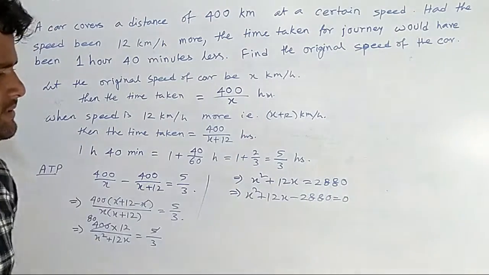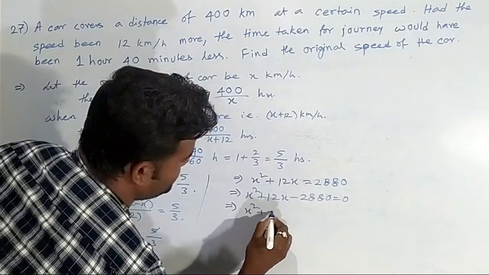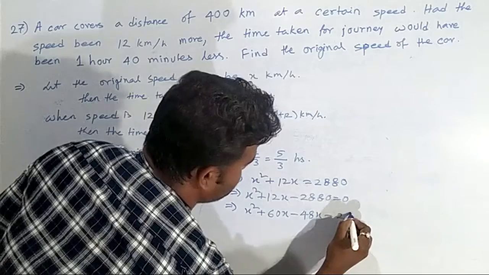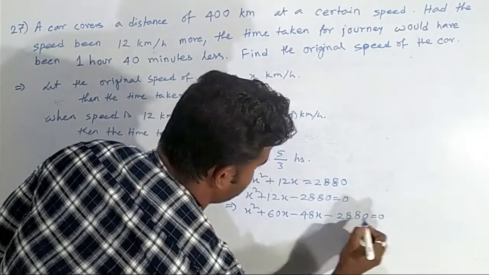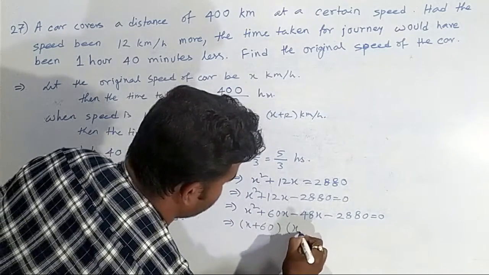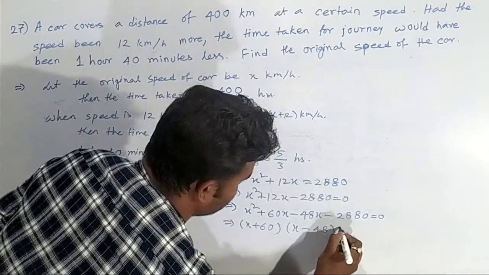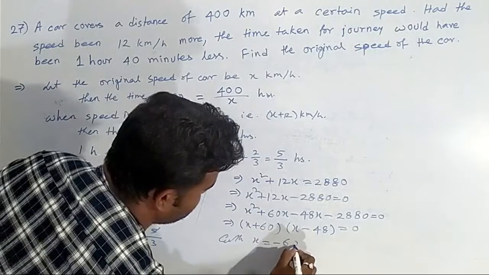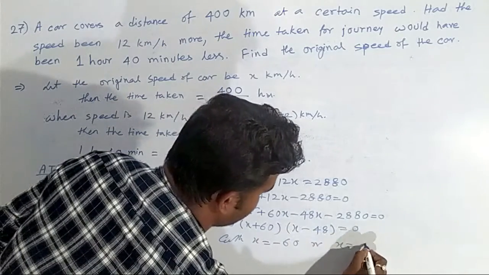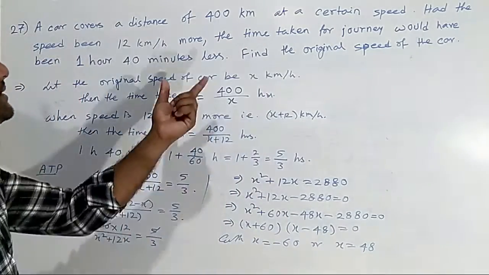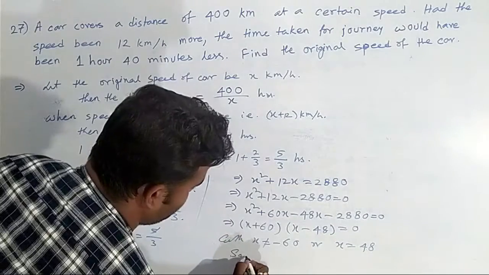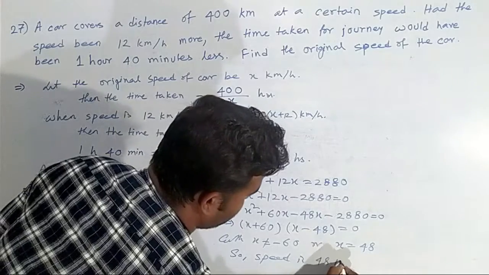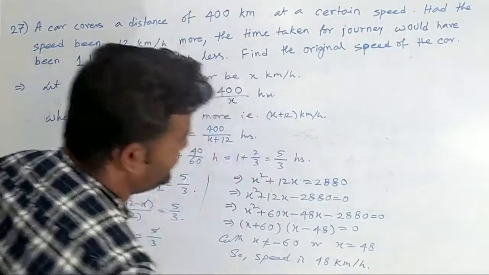Now take this to the left side. Now we factorize this number and we get x square plus 60x minus 48x minus 2880 equals 0. That implies (x plus 60)(x minus 48) is equal to 0. Either x is equal to minus 60 or x is equal to 48. Now speed cannot be negative, so the speed is 48 km per hour. That's it.